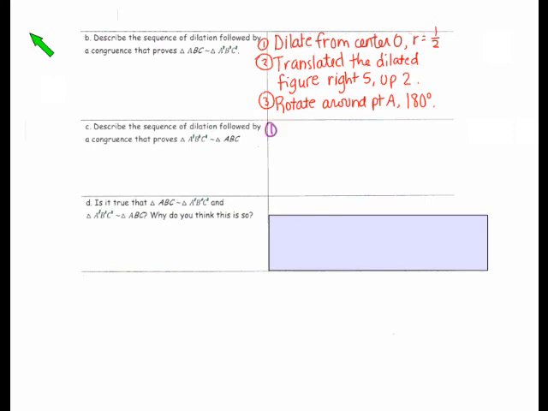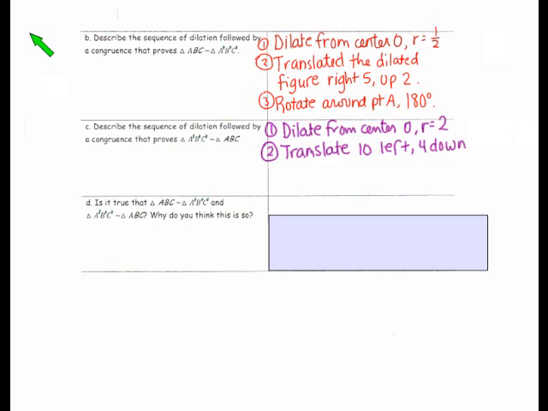Our first step was to dilate from center O. Scale factor is the reciprocal of 1/2, which is 2. Our second step was to translate. The dilation gets your triangle the right size. Translating it moves it into position. We translated 10 left, 4 down.